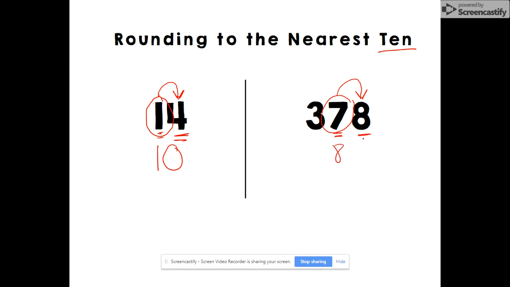4 or less, let it rest. And I can ignore that part of the rhyme because 8 is not 4 or less. From the arrow on, change to 0.